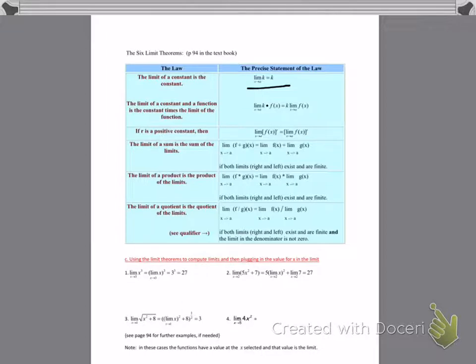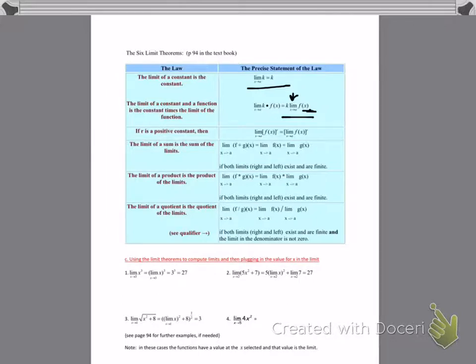Okay, our next little law: the limit of a constant and a function is the constant times the limit of the function. And this is how they write that. You're going to just move that term limit in closer to the function, and then you can figure out the limit by taking the limit times the constant that you had.